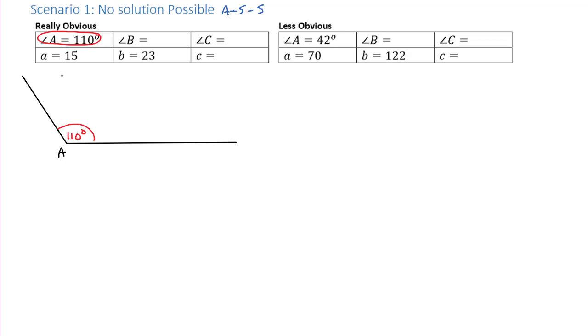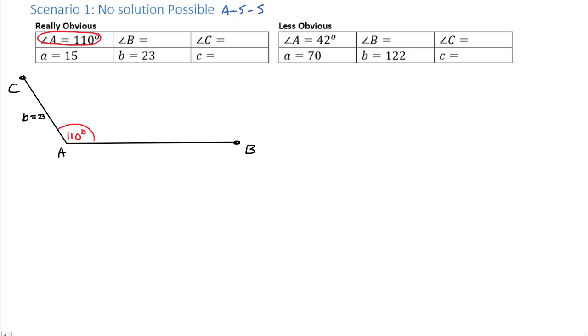So what do we know so far? Well, we know there's angle A. I'm just going to put angle B down here. We have no idea what it is. I'm going to put angle C up here. We have no idea what that is. Now we know side B, which is right here, is 23. Side A is only 15.